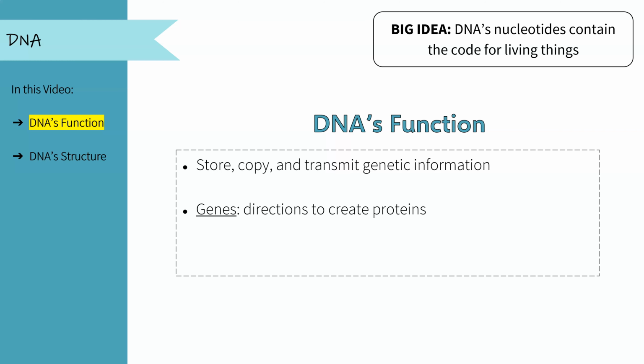So genes are directions to create proteins. Each gene codes for a protein. And we know that proteins are all of the molecules that do the jobs in your body. So they make all of the things that we need, and they do the jobs that are the different functions for the different cells.